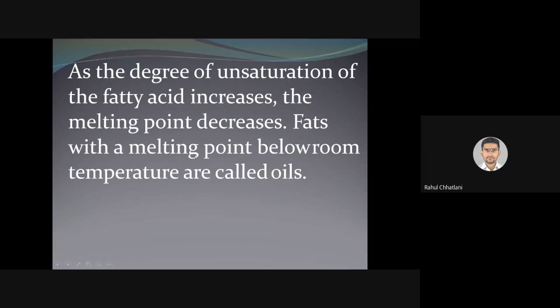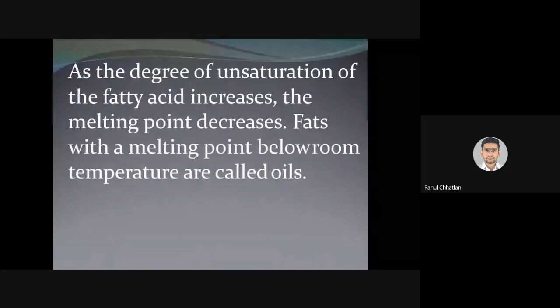What is the difference between melting point and boiling point? Chemistry. In simple terms, melting point. Difference between melting point and boiling point. What is it?